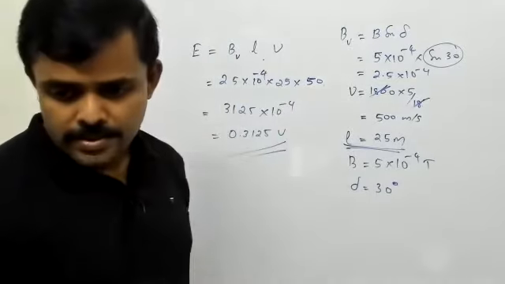Did you understand this? Question number 11. We are on question number 11 now. Figure shows a rectangular loop of conducting PQRS in which arm PQ is free to move. A uniform magnetic field acts in a direction perpendicular to the plane of the loop. Arm PQ is moved with a velocity V towards arm RS.